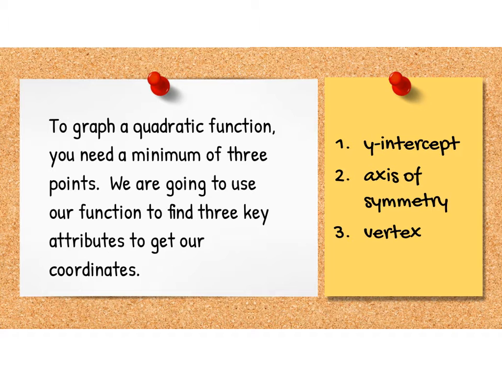Alrighty, so we are going to graph the quadratic function. To do that, like to graph a line, you need 2 points. To graph a parabola, you need a minimum of 3 points. The more points you have, the easier it will be generally, but you need at least 3 so that you can kind of see where that parabola is going. You need to make sure you're able to see that vertex, that maximum or minimum. You need to know when the parabola is going to turn around. You need to know whether it's going to be concave up or concave down. Okay, we're going to use the function to find these key attributes, and we're going to look for the y-intercept, the axis of symmetry, and the vertex.